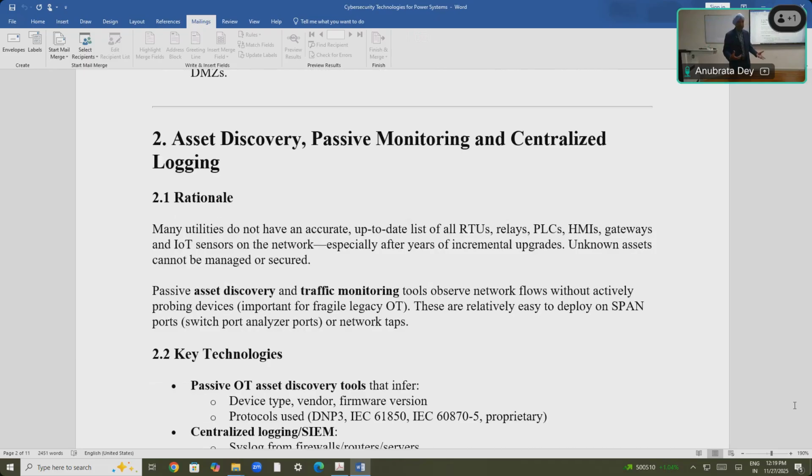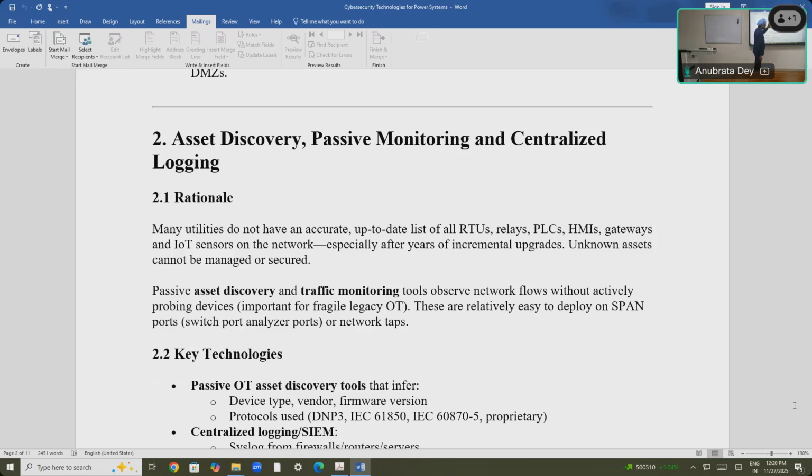I don't know the Indian scenario, but many utilities don't have an accurate, up-to-date list of RTUs. They don't even know what operating system they are running, or what version of the operating system. That's again priority number two, after network segmentation. This is one of the easiest things utilities can do, especially after years of incremental upgrades. Initially, they may know, and then things are upgraded and they have no idea.